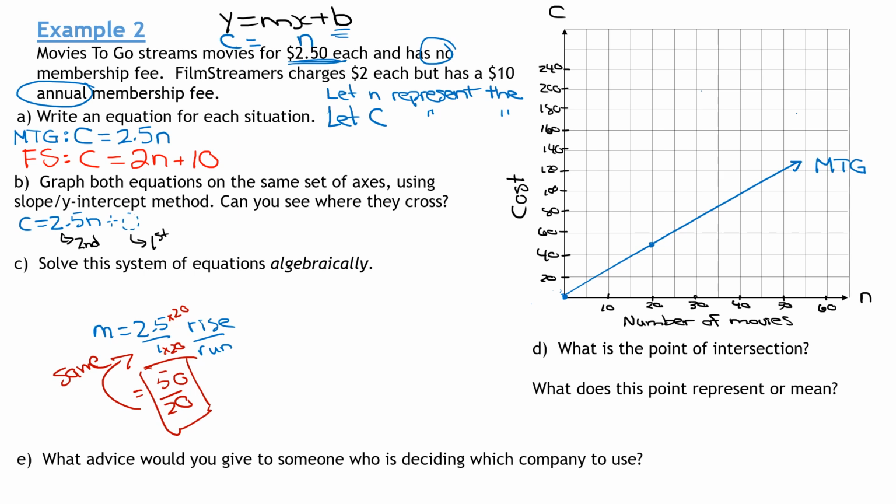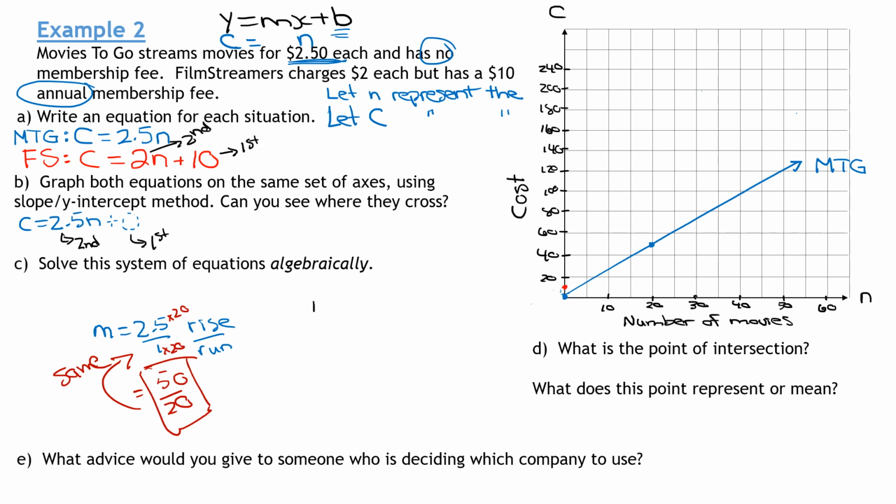Film streamers, so actually I'll put it right here on the 10th. The first thing I want to do is graph my y-intercept of 10. So putting a dot there on where I think 10 would be, right about there, my y-intercept of 10. Then the second thing I'm going to do is graph my slope, count out my slope. So I'm counting out my slope from there.